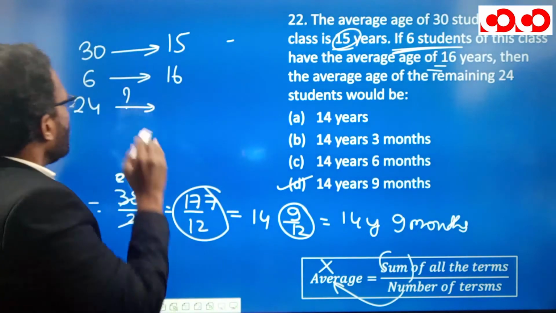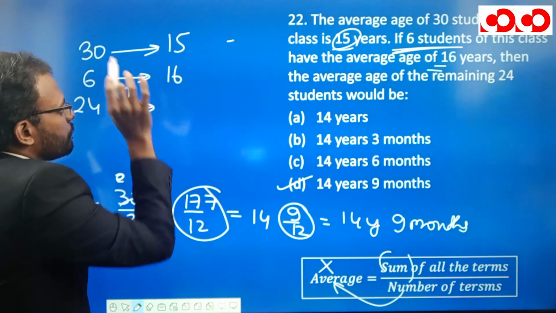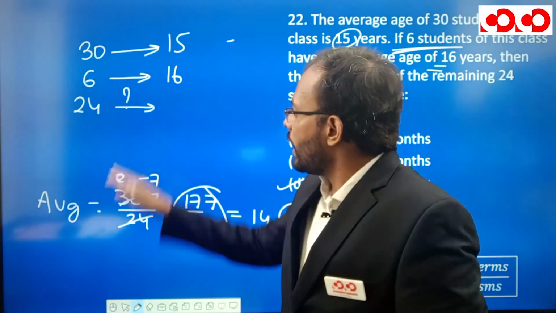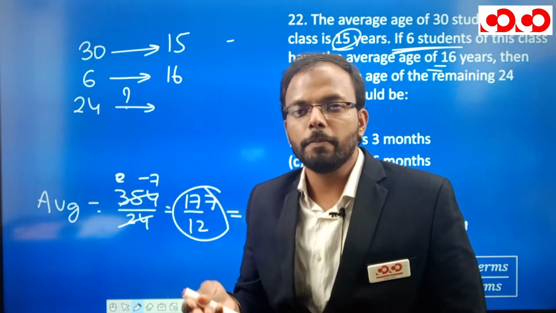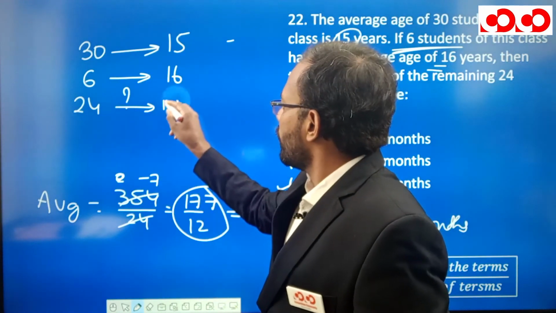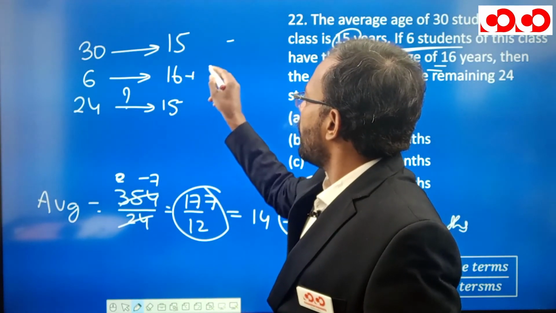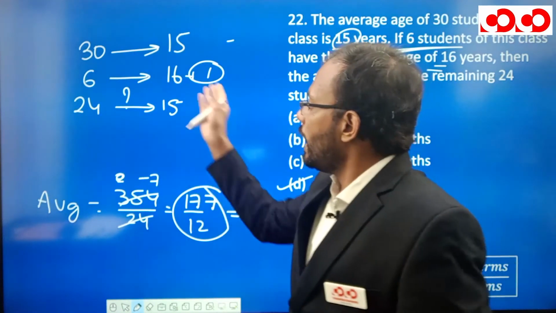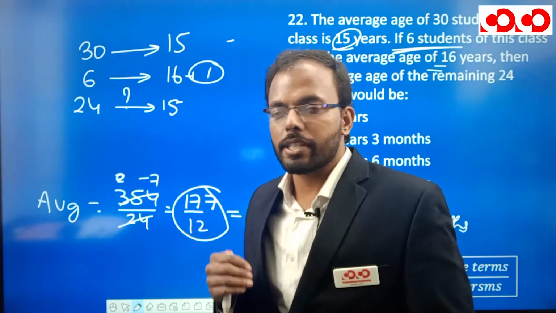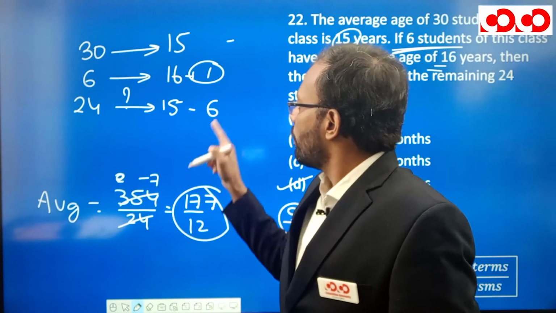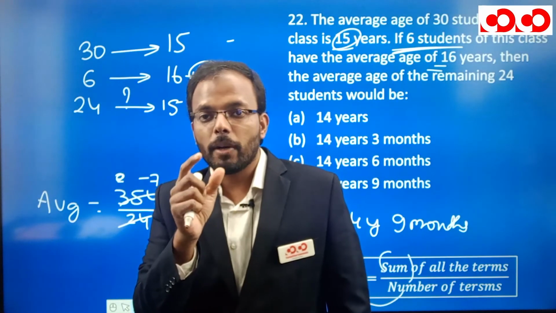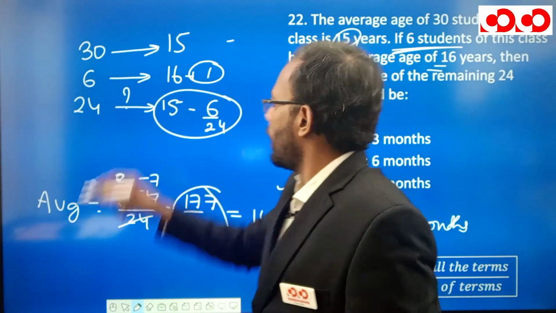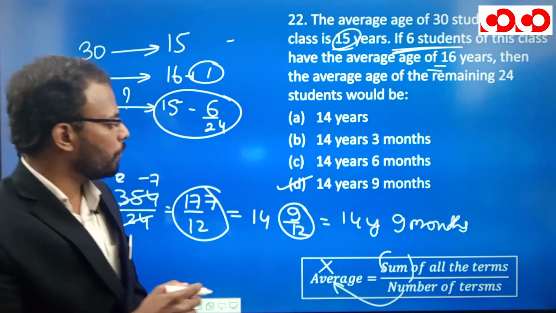See, if the average of these 6 students was also 15, listen carefully, then the average of these 24 would also be 15. But it is not 15, because over here the average is plus 1, and this plus 1 is shared by 6 students. It means they have taken 6 more years in age. So there will be a minus of 6, but this minus 6 is a sum, not the average, and we know that the average is the sum divided by 24, and that is our answer.